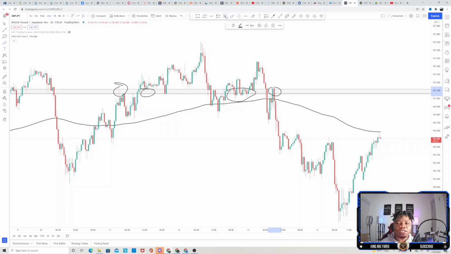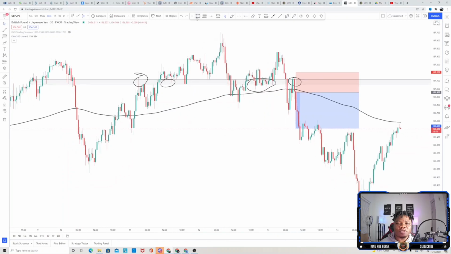Now, for your entry, you wait for this bearish candle to close. Once this bearish candle closes and we have price below the 200 EMA, then you have your sell position right here. Your stop loss is going to be above the previous zone, and let's say we're just going to target 25 pips as our stop loss.